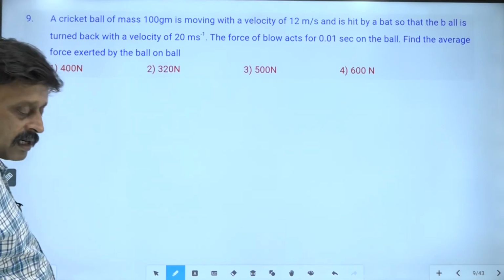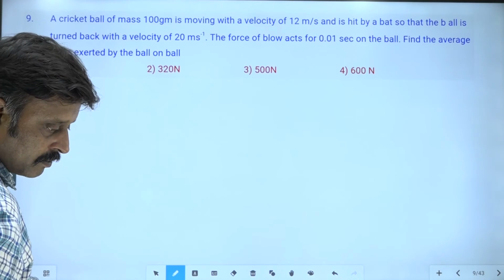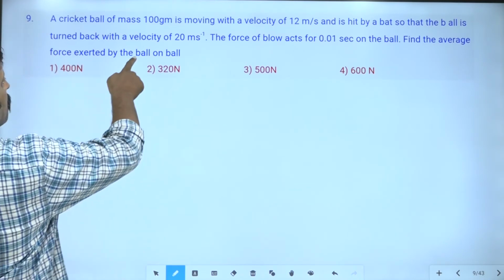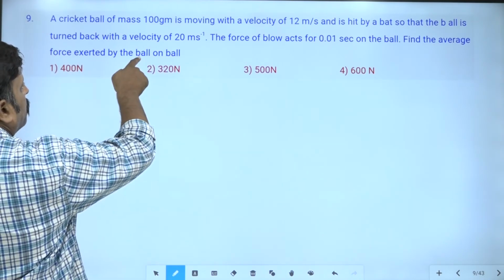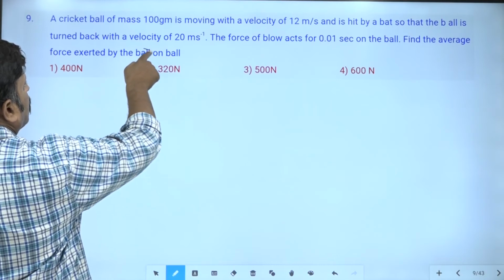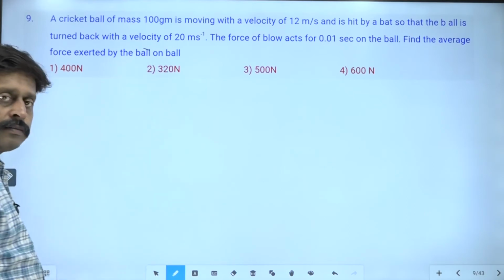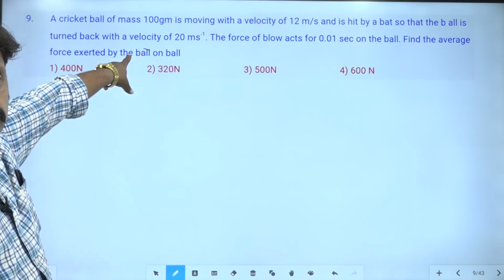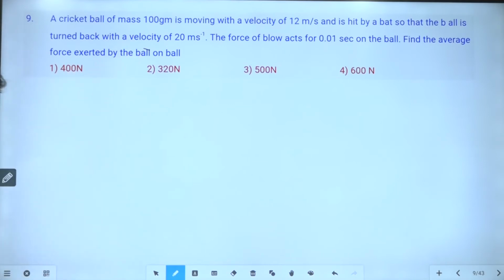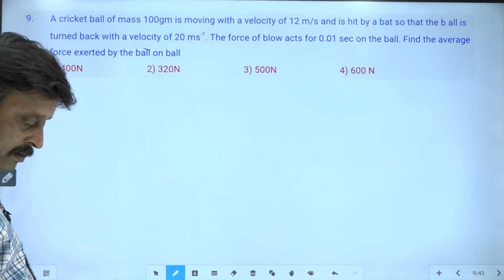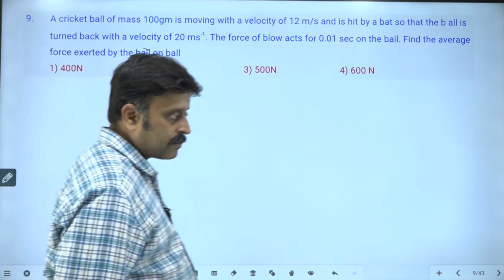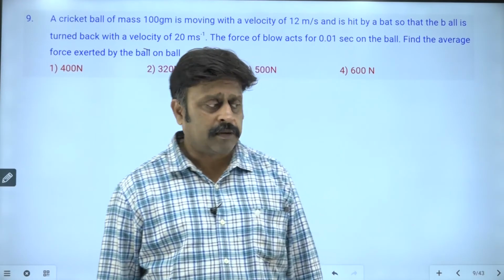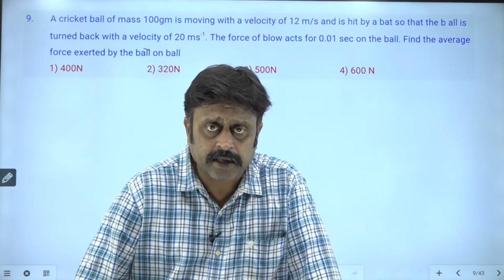bat on the ball. A small correction here, students. It is given as ball on ball. This should be bat. Force exerted by bat on ball. Okay. That small correction I am bringing to your notice. Remember. See here, this problem is based on impulse. This concept of impulse is very important.